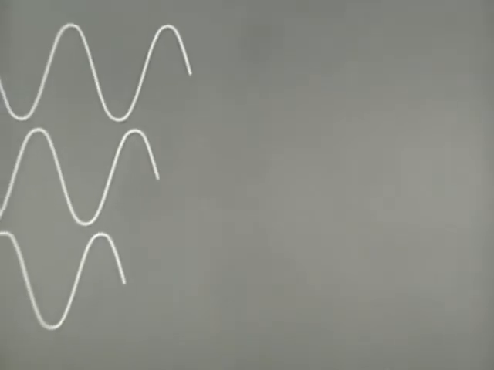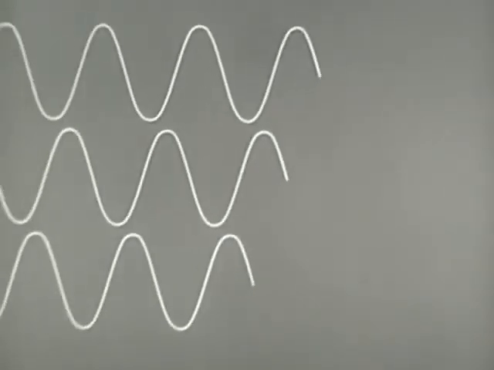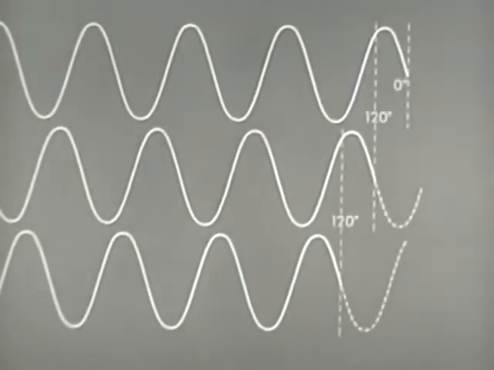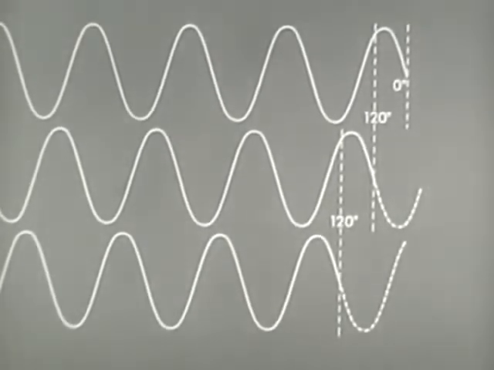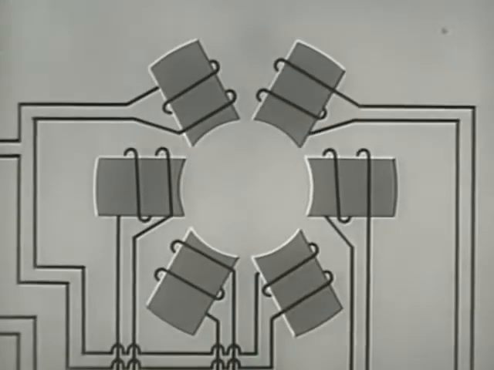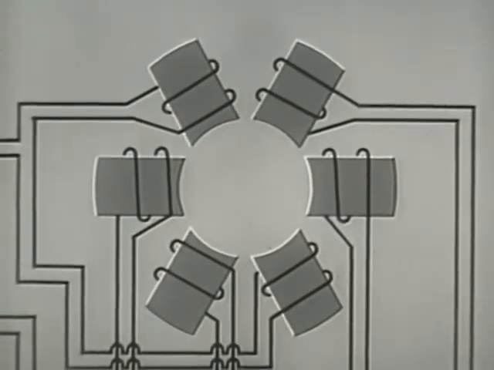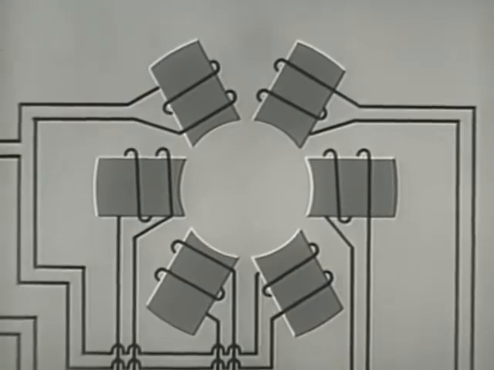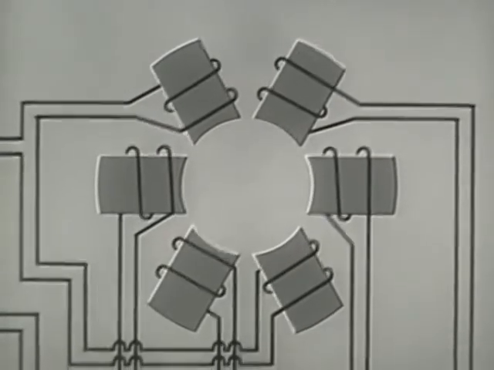We saw earlier how 3 voltages 120 degrees out of phase were generated. This voltage can be used to rotate the field electrically. Six magnets set in a circular arrangement represent the field of a three-phase induction motor.